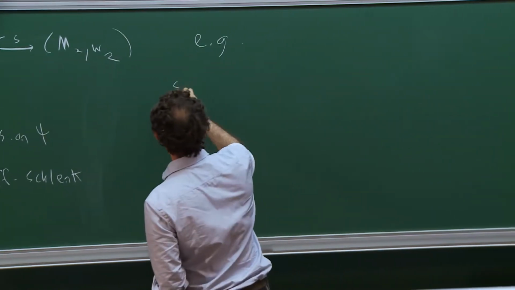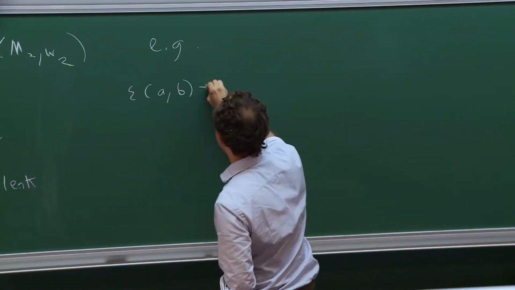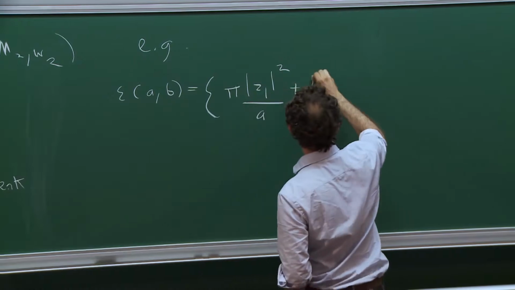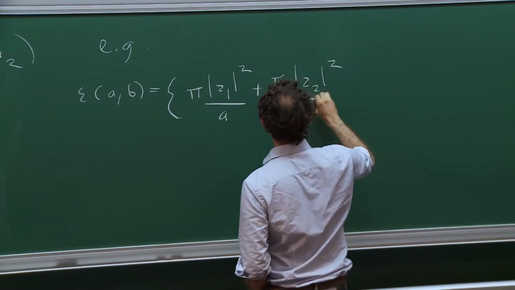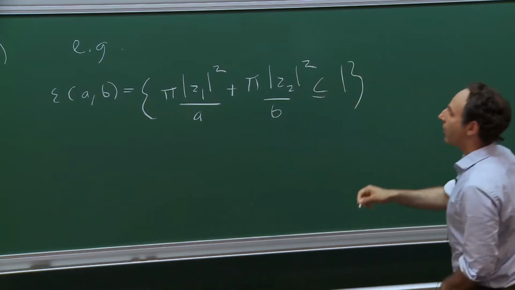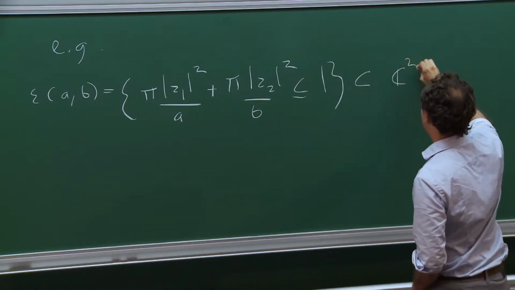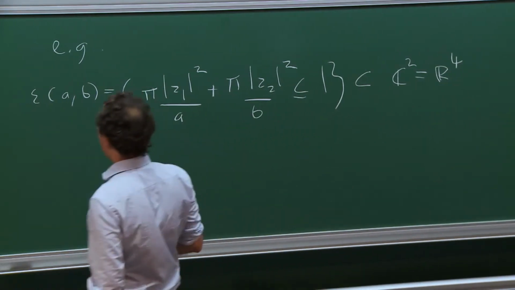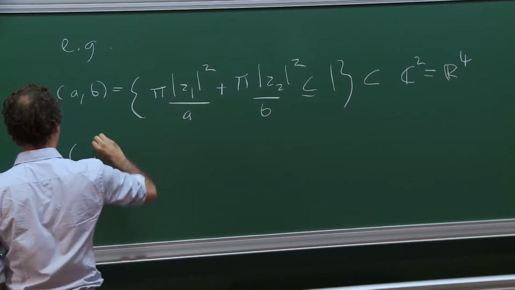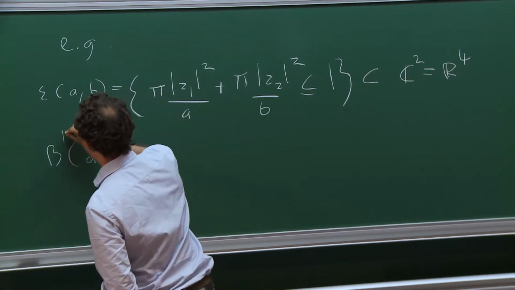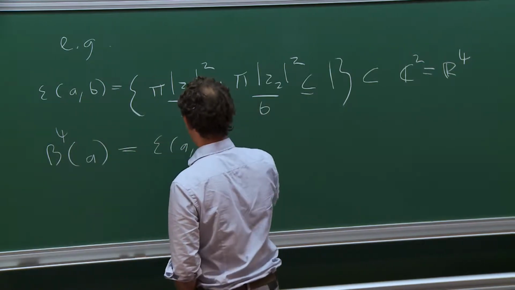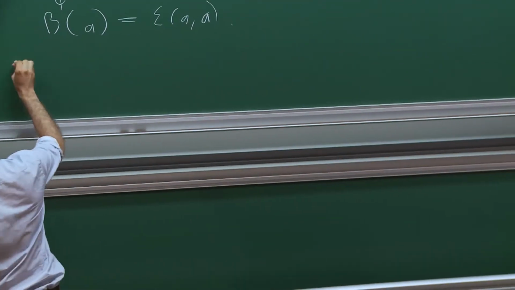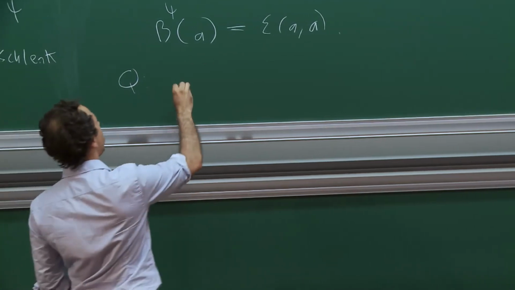In particular, they defined the 4-dimensional symplectic ellipsoid. I want to think of this as a subset of C2, which I identify with R4 with its standard symplectic form. And I also want to study the 4-dimensional ball, which I'll write with a 4 here, which is just an ellipsoid where A and B are the same. And they wanted to know when an ellipsoid admits a symplectic embedding into a ball.